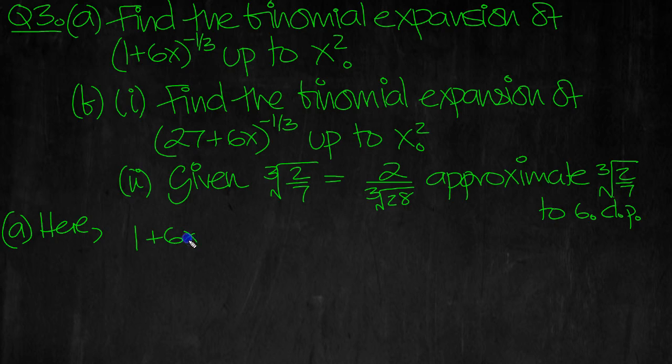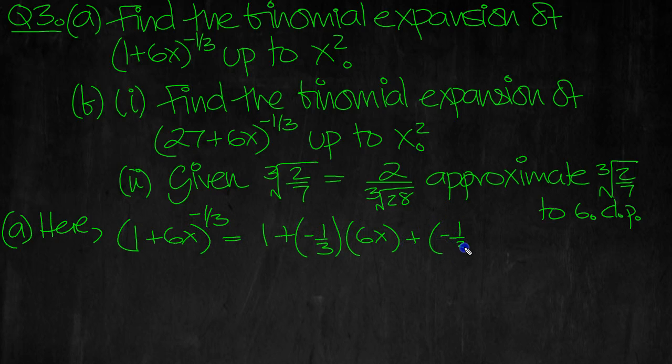1 plus 6x to the minus 1/3 is equal to 1 plus n x plus n(n minus 1), which is minus 4/3, times x squared over 2 factorial plus dot dot dot. We only need to go up to x squared. So what do we get?